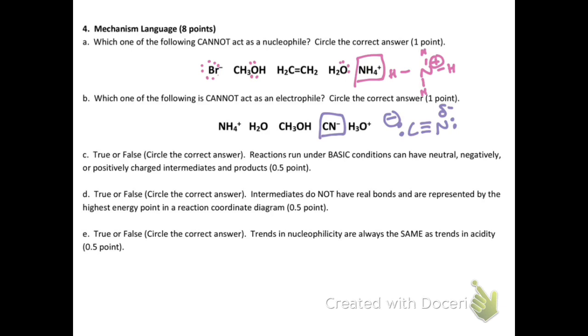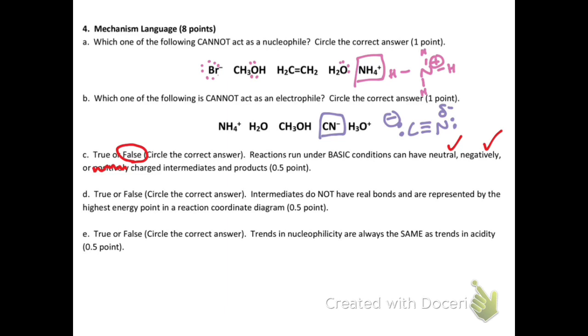Now let's look at these 3 true-false questions. First one: reactions run under basic conditions can have neutral, negatively, or positively charged intermediates and products. This is, well, false. The thing that makes this false is this positively, no, not the case. If something is in a basic environment, that means there's an abundance of negative charges. Those negative charges are going to be pulling off protons. It's going to make it impossible to have a cationic intermediate. So neutral, check. Negative, check. Positive, not so check. The next one: intermediates do not have real bonds and are represented by the highest energy point on a reaction coordinate diagram.